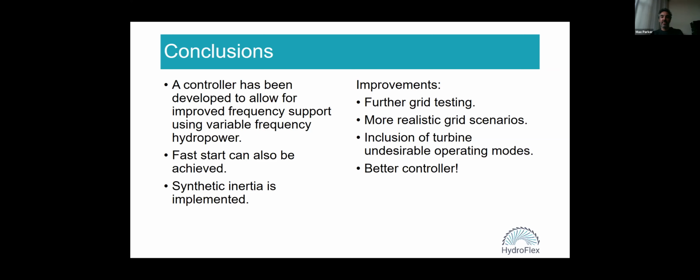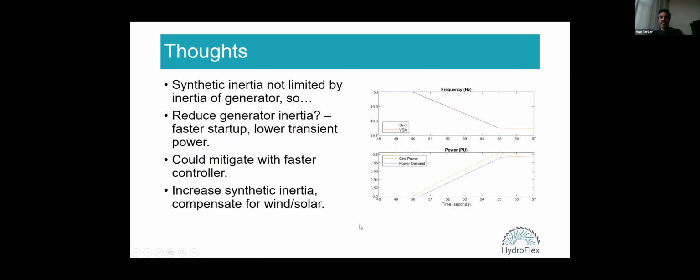I know there's a lot of talk about model predictive controllers. That seems like a good option that could both speed up the response of the hydroelectric system, but also have a tighter coupling with the frequency support system. So finally, just a thought. I've implemented synthetic inertia. I put the inertia of the generator into the synthetic inertia, but you're not limited by that.